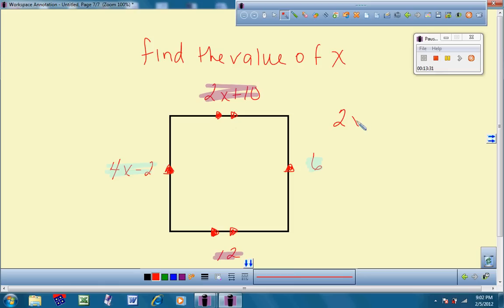I'm going to take 2x plus 10. I'm going to set it equal to 12. Subtract out the 10 from both sides. We get 2x is equal to 2. Divide out 2, and we find that x has a value of 1.